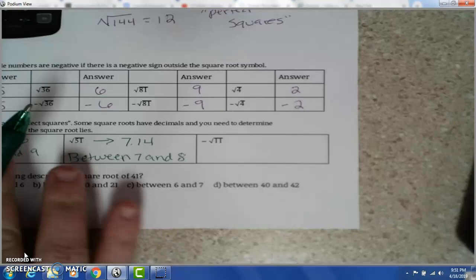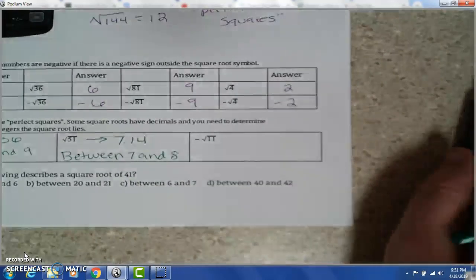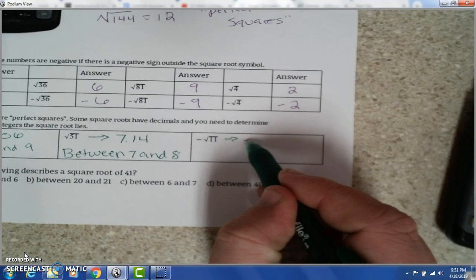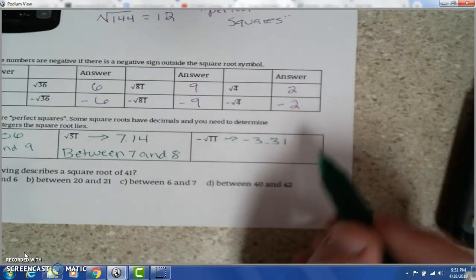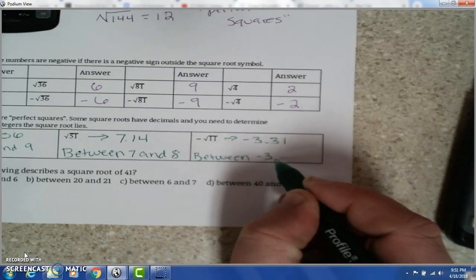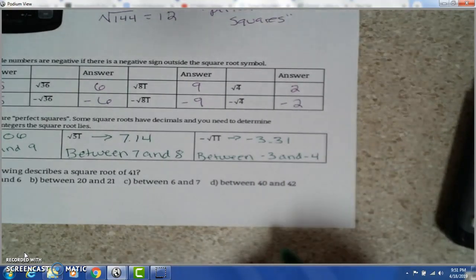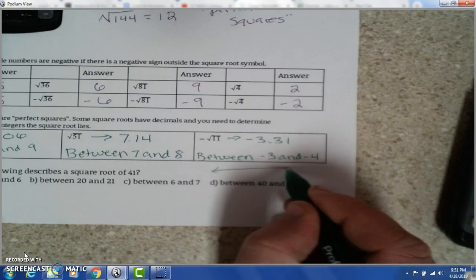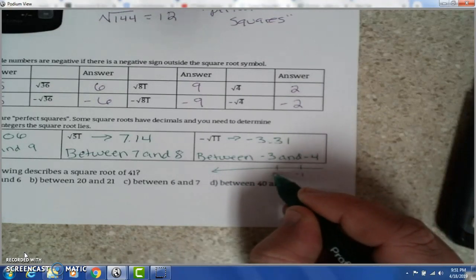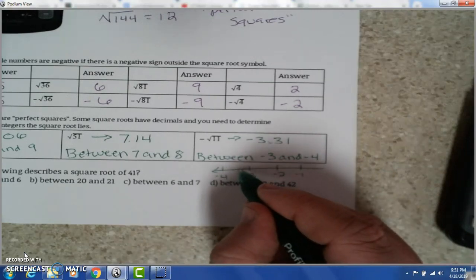Here's a tricky one. We have the square root of 11, but it's negative. It's 3.31, but negative 3.31. That's between negative 3 and negative 4. If you're on a number line, you have negative 1, negative 2, negative 3, negative 4, and it would be right there, okay?